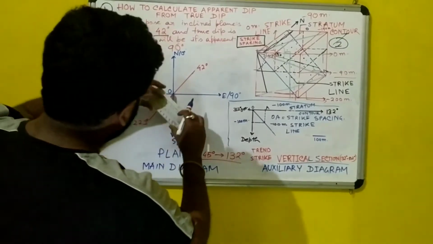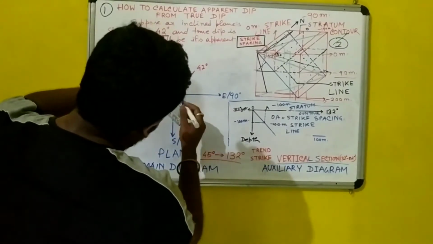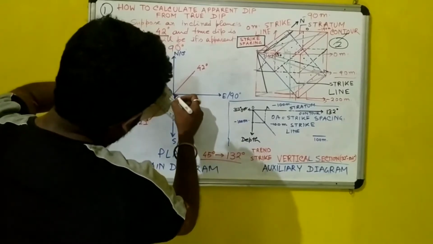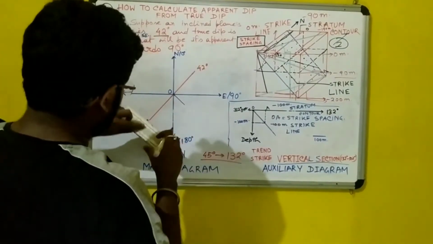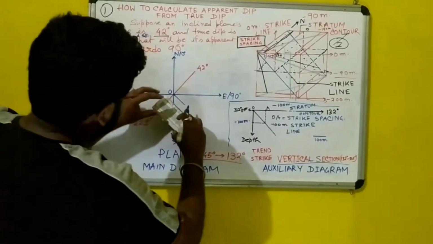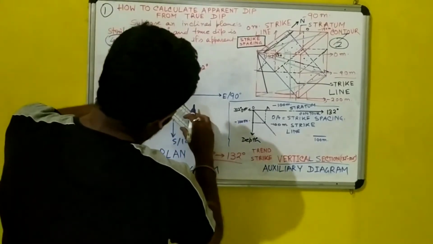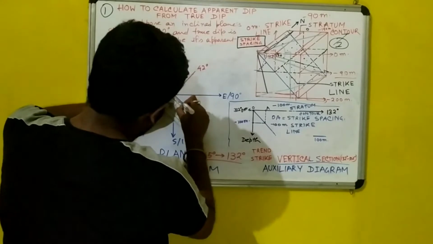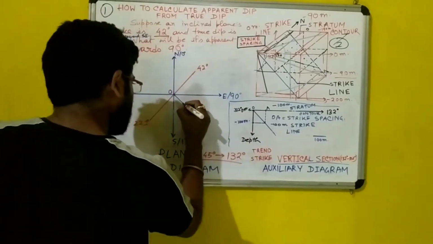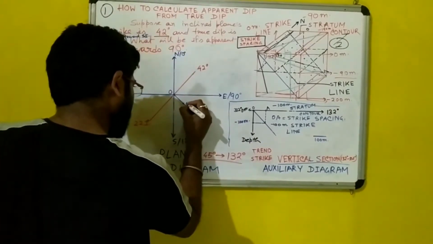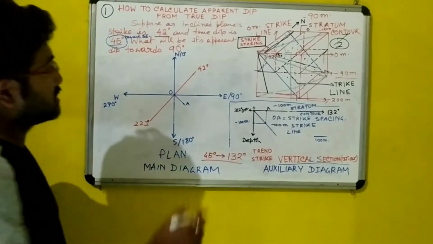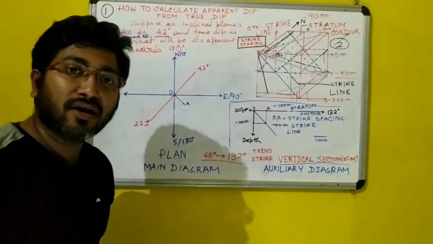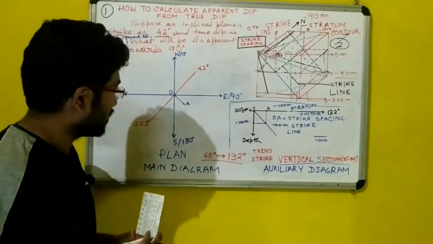So what I will do, I will draw a line perpendicular to this towards 132 and measure near about 4 cm into that. This is my A point. And as I said, all the strike lines are parallel to each other.